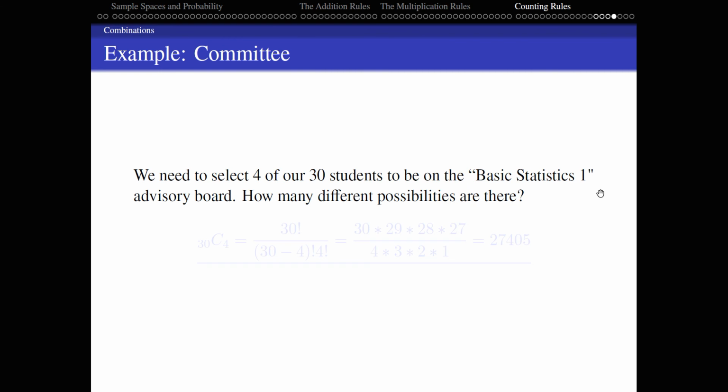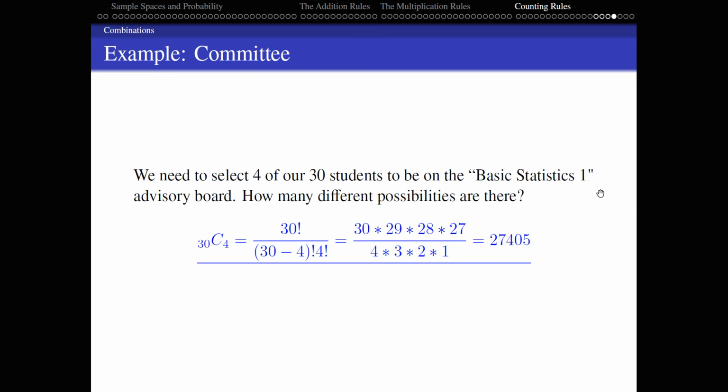On your own, why don't you go on and pause the screen and see if you can determine how many different ways there are to select a board of 4 students from our 30 student class. All right, now when we're considering this problem, remember, order doesn't matter here. Why doesn't order matter? Well, it doesn't matter if you're the first person on the board or the last person on the board. You're still serving on the board of advisors for the basic statistics 1 course. So we're using a combinations problem.